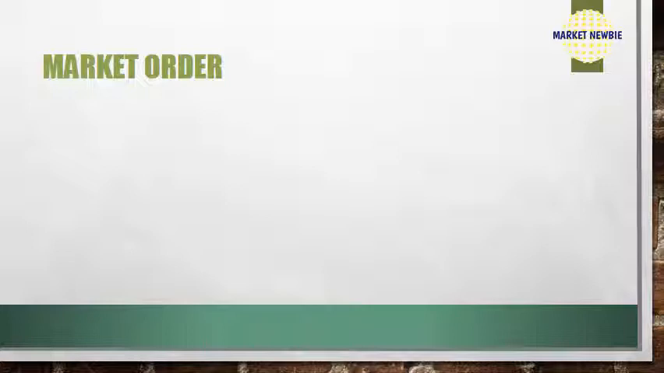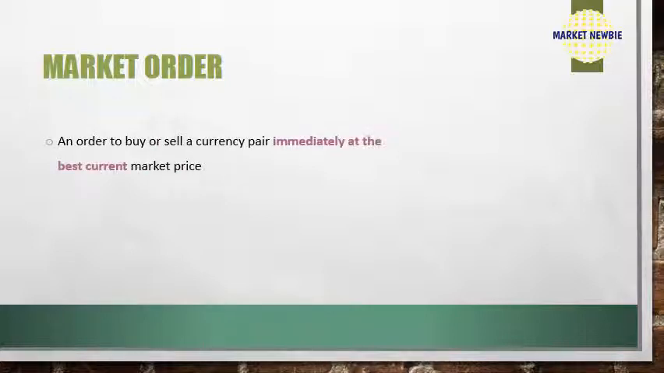When a trader buys or sells a currency pair, there are two basic execution order types that can be chosen. The first one is market order. A market order is an order to buy or sell a currency pair immediately at the best current market price. It is always the default option in your trading platform. A market order deals primarily with speed. Price is actually secondary.